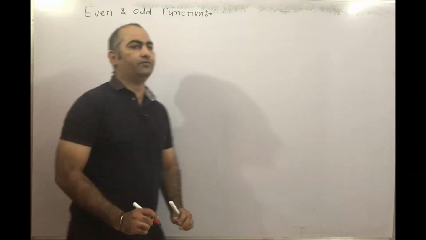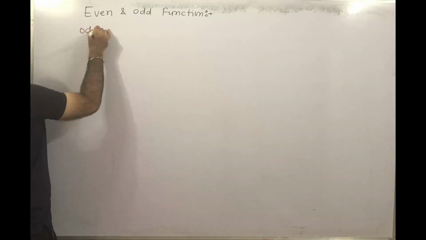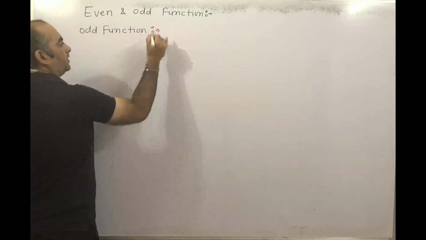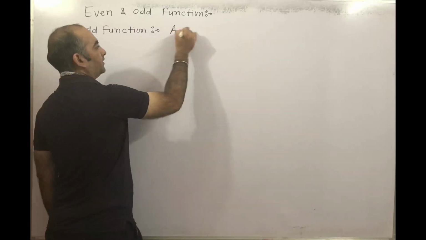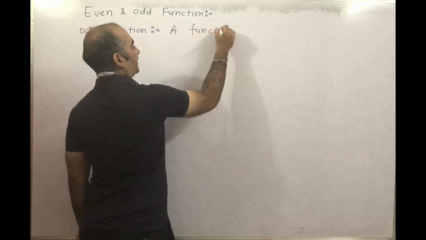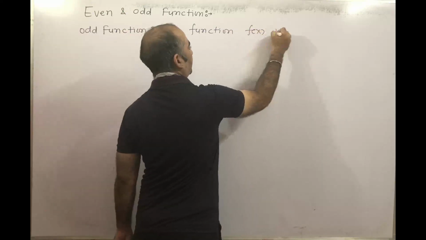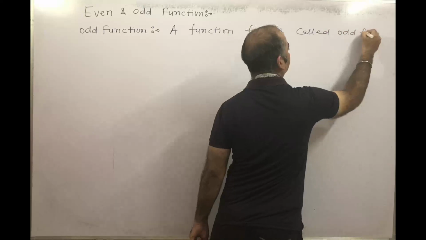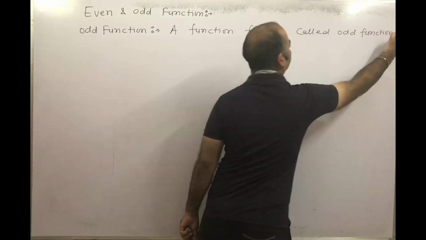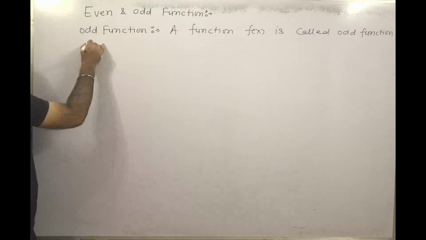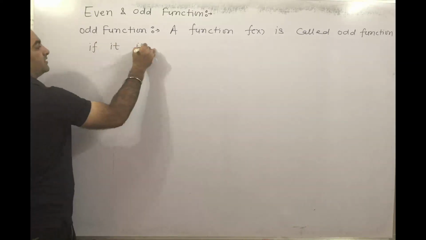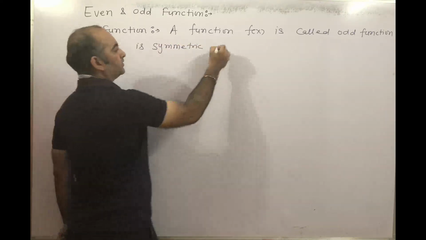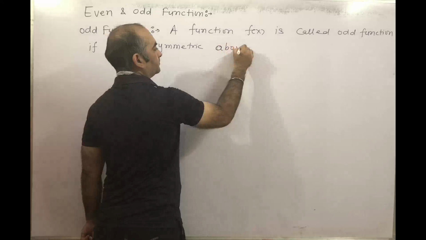Next we are discussing odd function. Odd function. What is odd function? A function f(x) is called odd function if it is symmetric about origin.